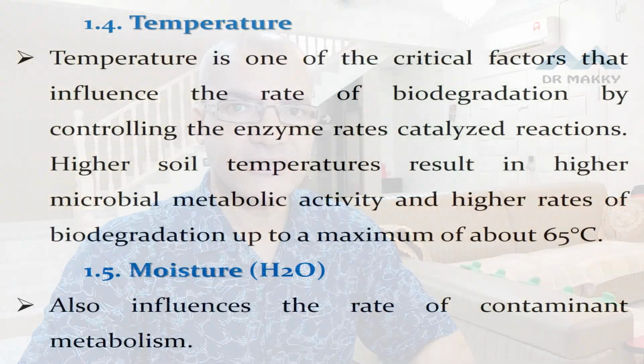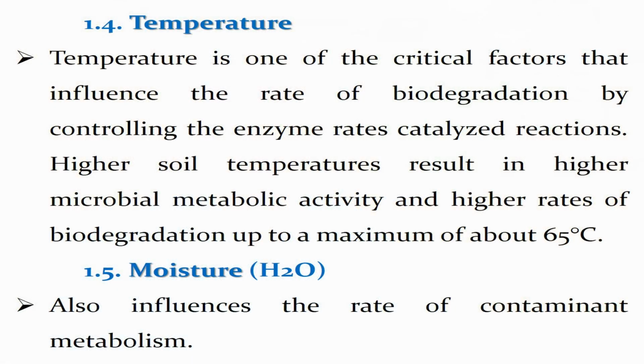Also, one of the biological factors is the temperature. Temperature is a critical factor that influences the rate of biodegradation by controlling the enzyme-catalyzed reactions. Higher soil temperature results in higher microbial metabolic activity and a higher rate of biodegradation, up to a maximum temperature of 65 degrees. Another factor after temperature is the moisture. Moisture also influences the rate of contaminant metabolism and the biodegradation rate.